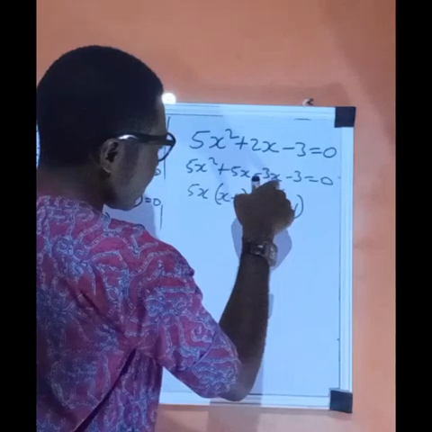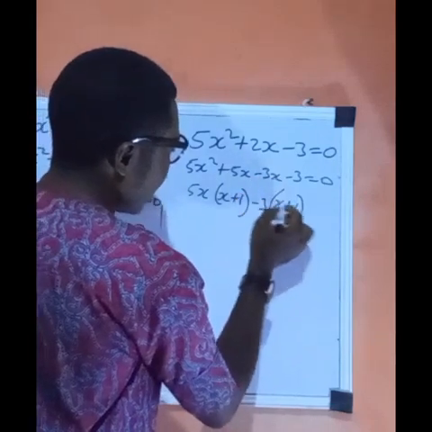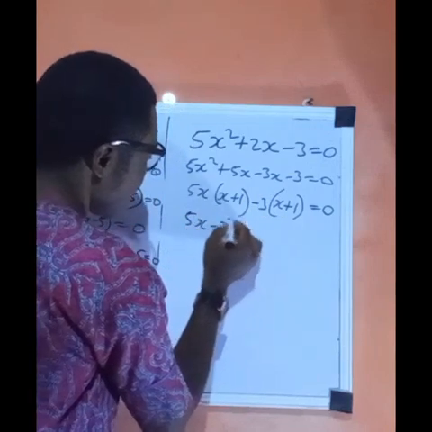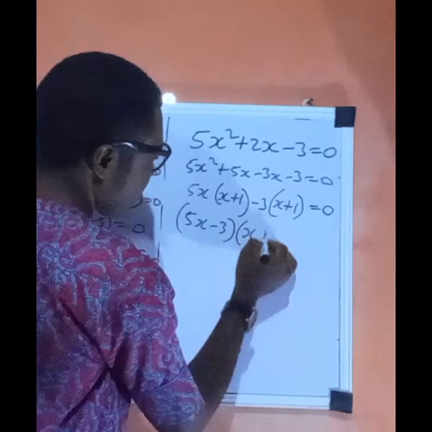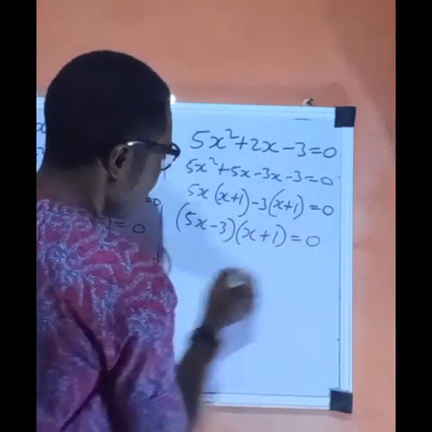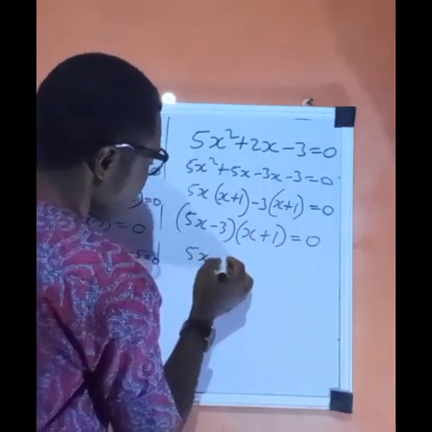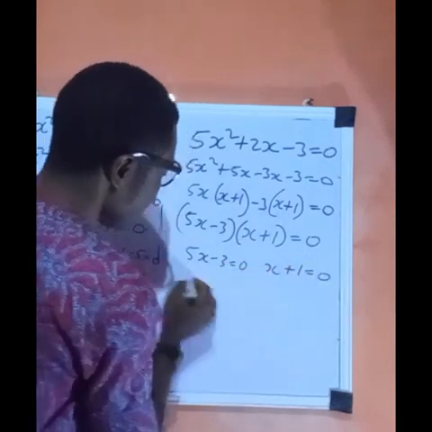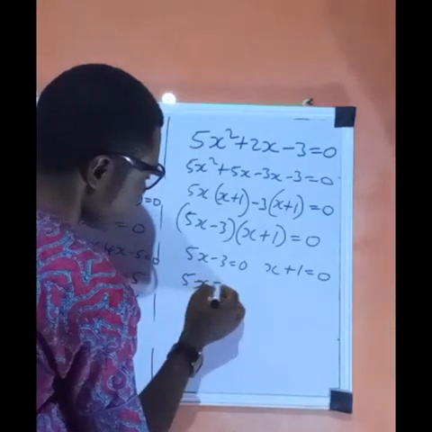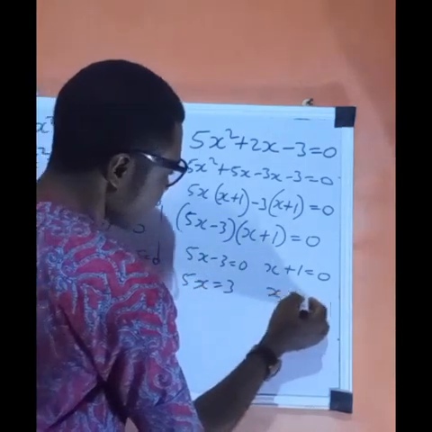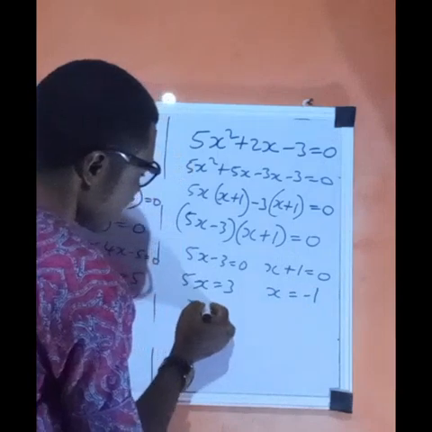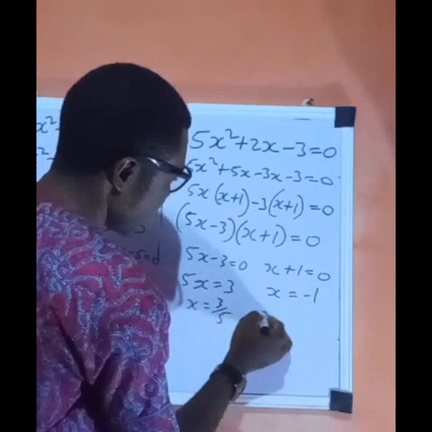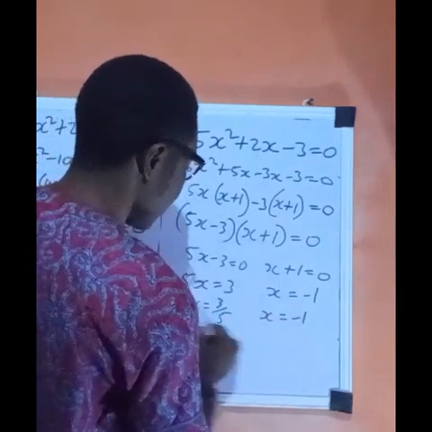x divided by x cancels x. Here you have minus 3, and that is equal to 0. So you have 5x minus 3 and x plus 1 equals 0. Therefore 5x minus 3 equals 0, or x plus 1 equals 0. 5x equals 3, so x is 3 over 5, and x is minus 1.